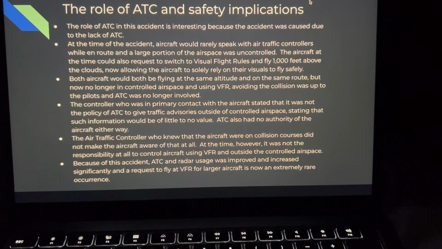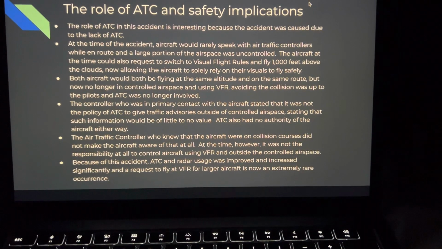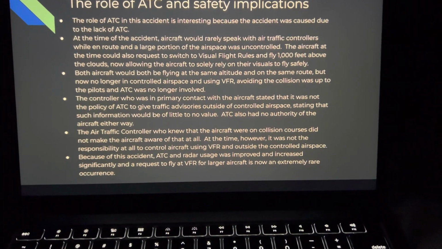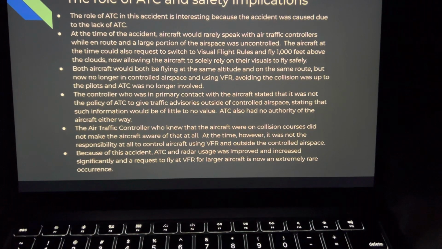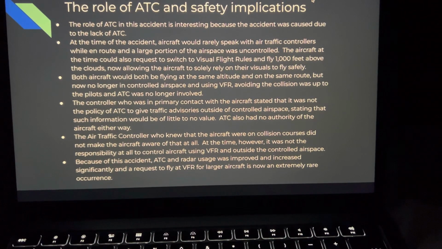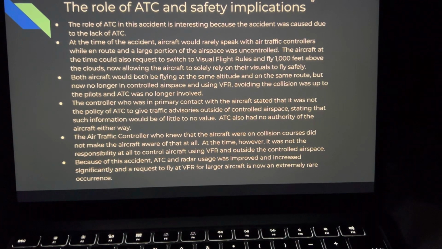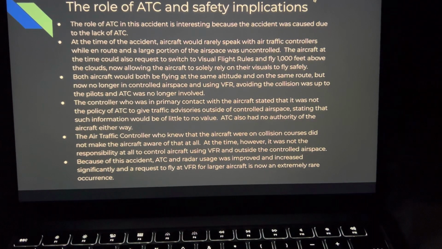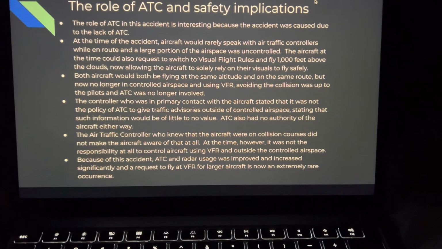And the aircraft at the time could also request to switch to visual flight rules, and that's what happened, to fly 1,000 feet above the clouds, which now allowed the aircraft to solely rely on their visuals to fly safely. Both aircraft would be flying at the same altitude and on the same route, but now no longer in controlled airspace, and using VFR, avoiding the collision was up to the pilots, and ATC was no longer involved.